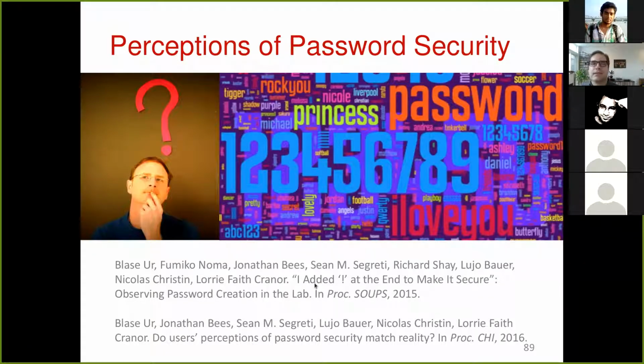And then we also ran a large-scale crowdsourced study where we had people compare different passwords, look at passwords other people had made, and rate how secure they thought they were and how usable they thought they were.